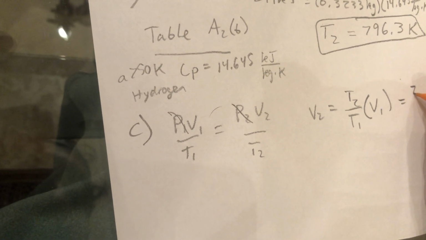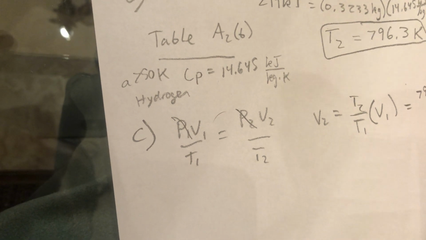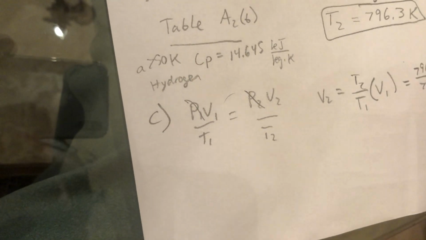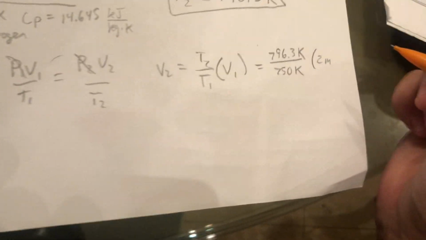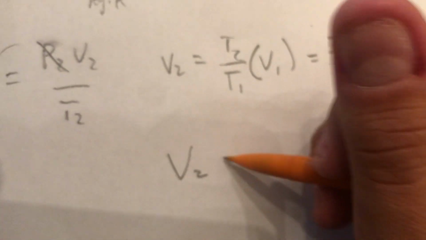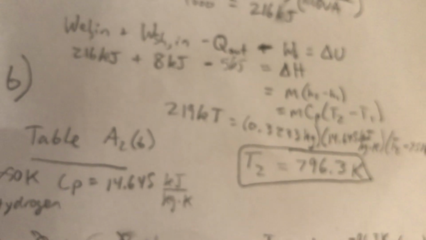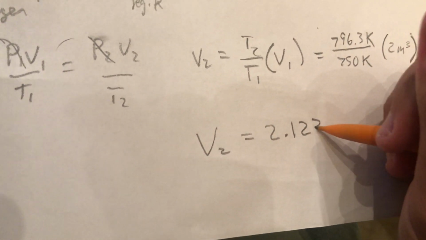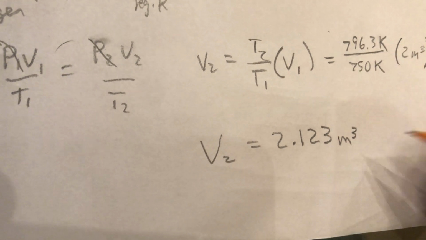That's equal to 796.3 Kelvin divided by 750 Kelvin times 2 meter cubed. I had to hold the paper. And that means final volume comes out to be 123 meter cubed.